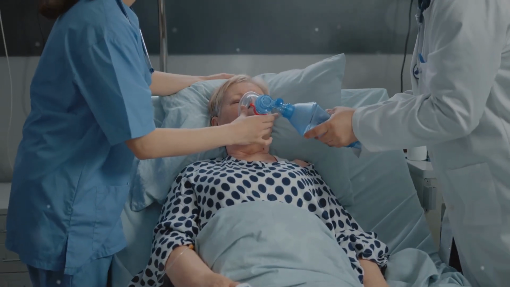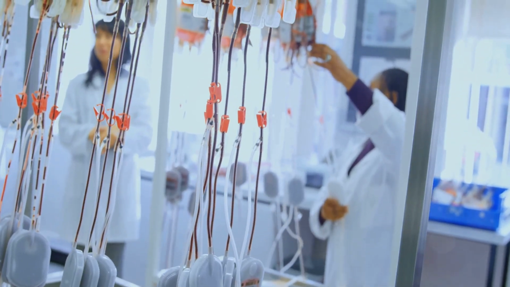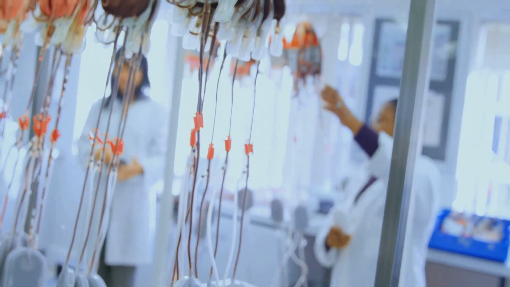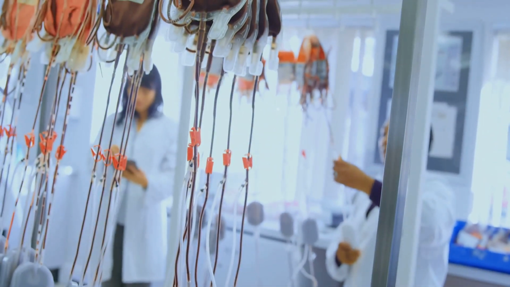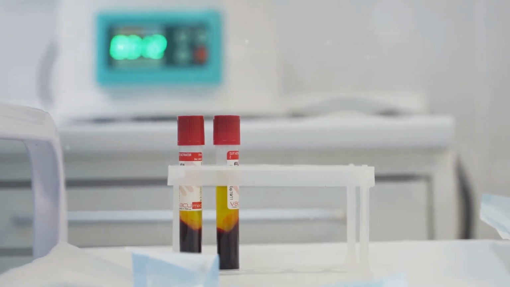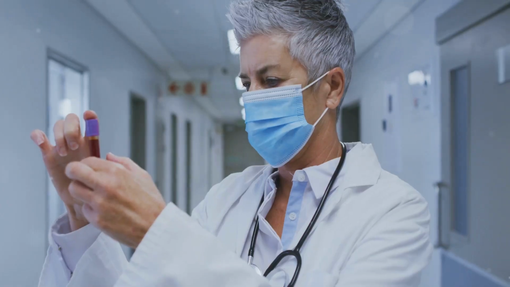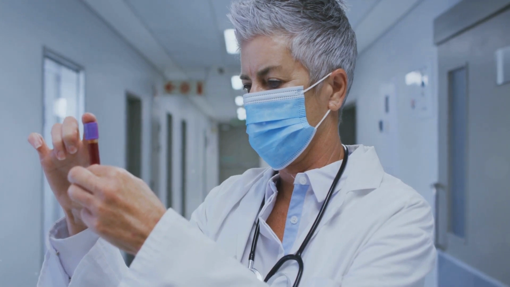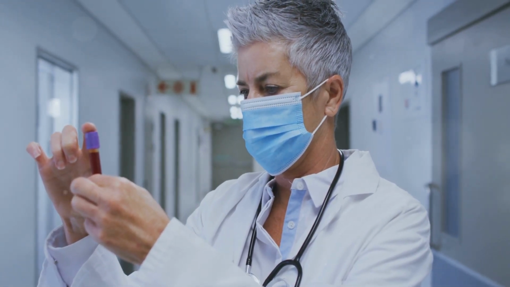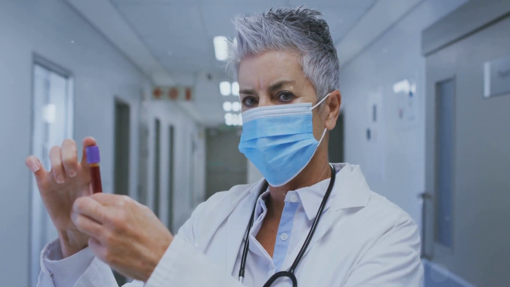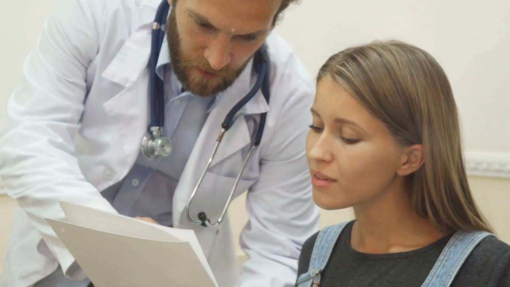greater than 94%. Coagulation abnormalities are defined as an international normalized ratio greater than 1.5 or an activated partial thromboplastin time greater than 60 seconds in the absence of an intrinsic coagulation disorder or the use of exogenous anticoagulants. Thrombocytopenia is identified by a platelet count less than 100,000 cells per microliter and a decline of 50% or more from baseline, with the baseline being greater than or equal to 100,000 cells per microliter.